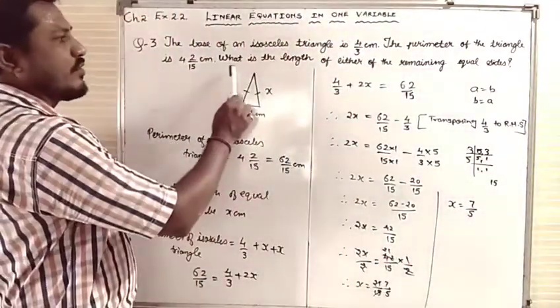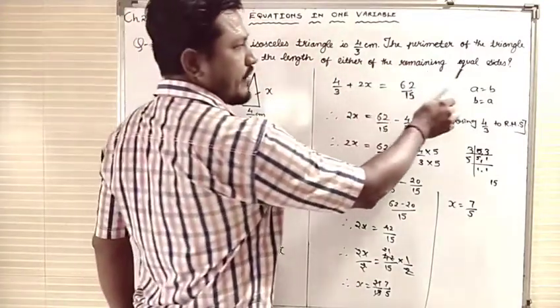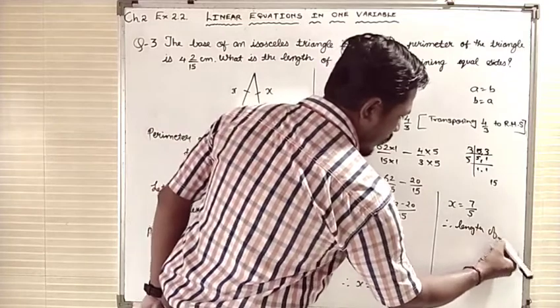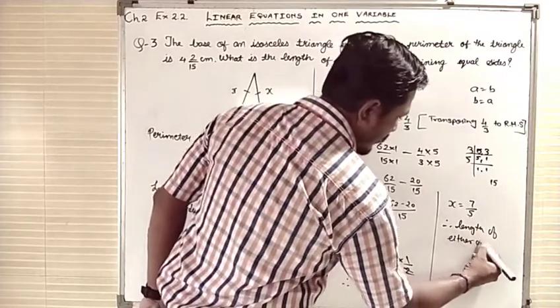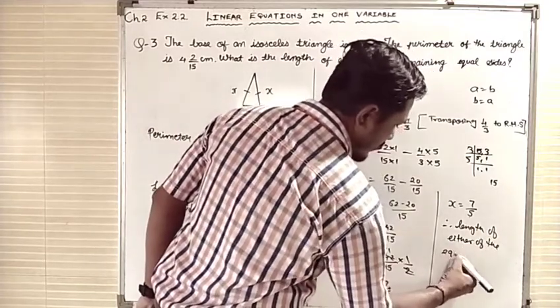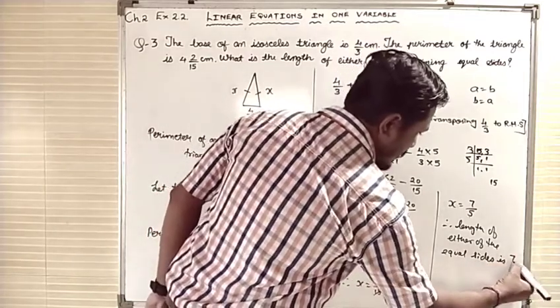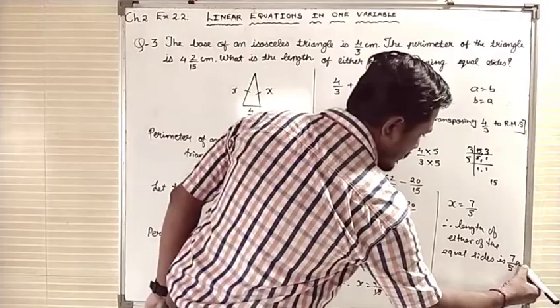What they had asked: what is the length of either of the remaining equal sides? Therefore, the length of either of the equal sides is 7 by 5 centimeter.